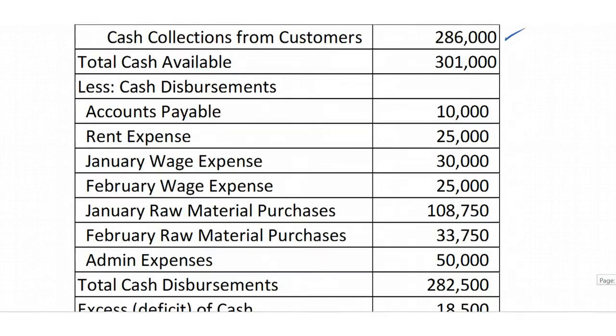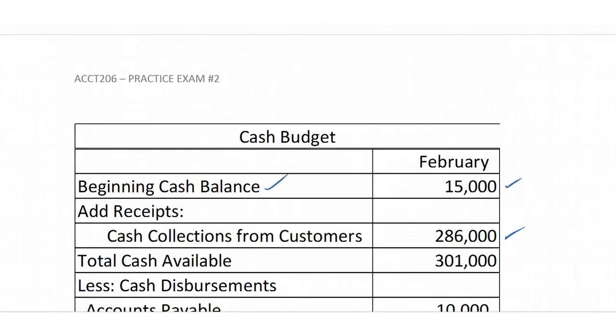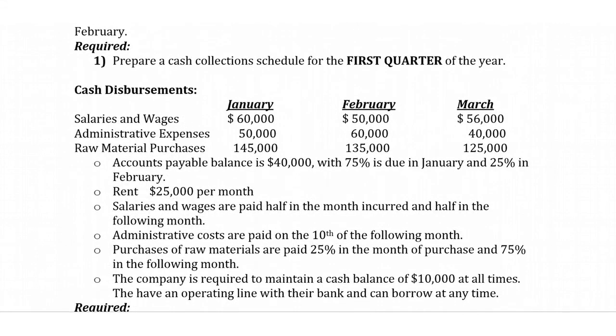Now, you probably don't want to do it this way. So notice what I did. I took January wage expense and February wage expense, January raw material purchase, February raw material purchase, and I separated those. You probably don't want to do that, but in my example I wanted to show you how we account for each of those numbers. You may just want to put wage expense, do the math separately, and then add those two numbers together. Okay, so let's start with working through the cash disbursements.